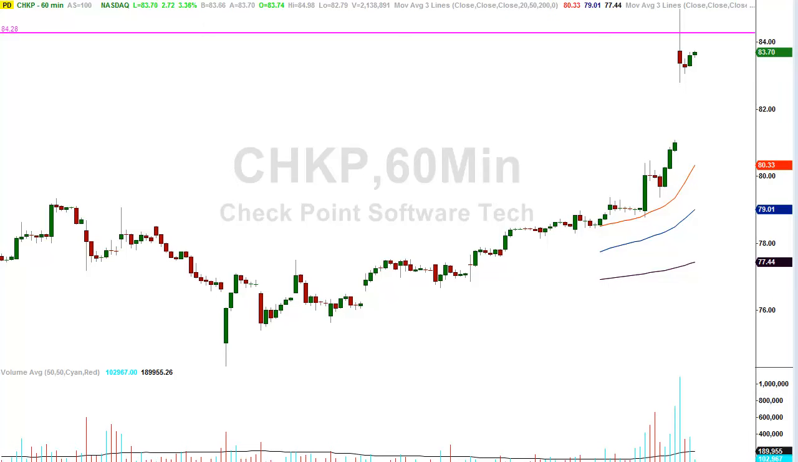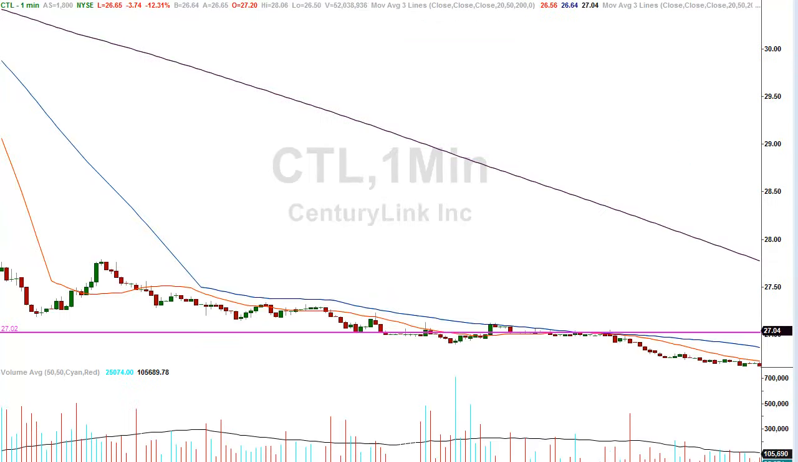Let's go ahead and take a look at the chart of CTL and look what happened with that trade this morning. Now with CenturyLink, I had to drill down to a 1-minute chart, and this would qualify as one of those small scalp trades. You're in, you're out, and you go about your business. What happened was, you can see here the level of $27.02. So with this one, we have to go down to a 1-minute chart.